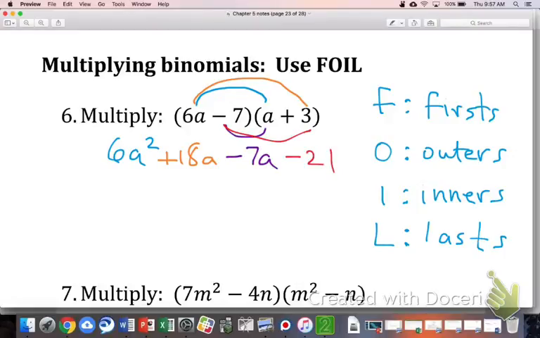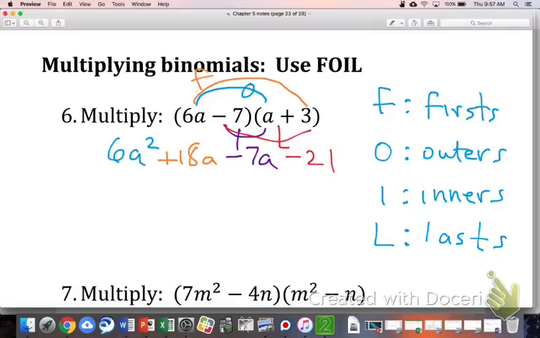So this is color-coded. You can see that up there. You can see how the blue arc goes with the blue term, the orange arc with the orange term. And can you see that this is firsts, outers, inners, and then lasts. Can you see FOIL within those arcs too? Hopefully all the color coding makes sense. So at this point you've done FOIL.